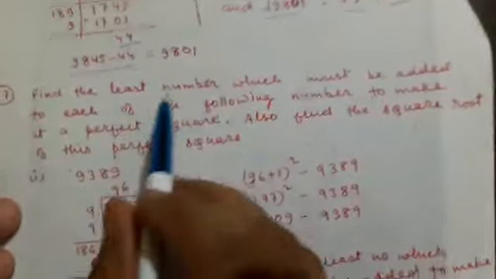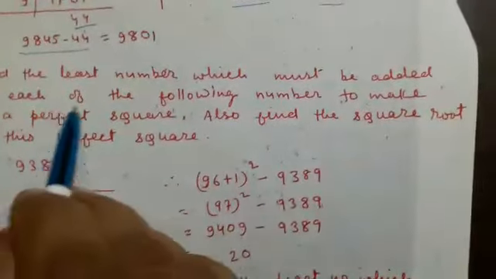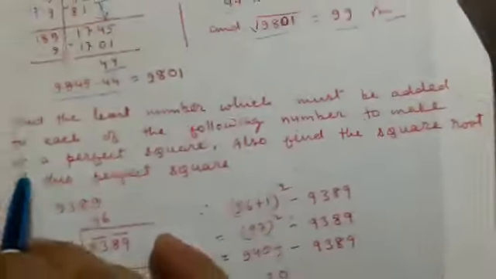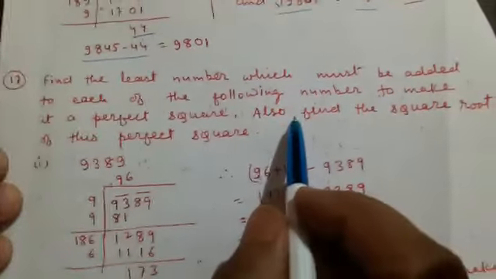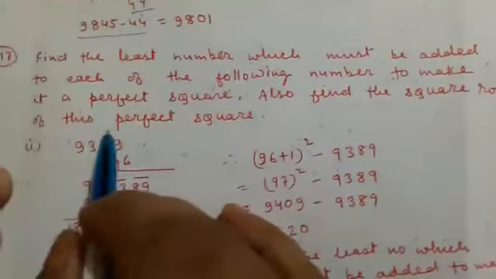Next question. Find the least number which must be added to each of the following numbers to make it a perfect square. Also, find the square root of this perfect square.